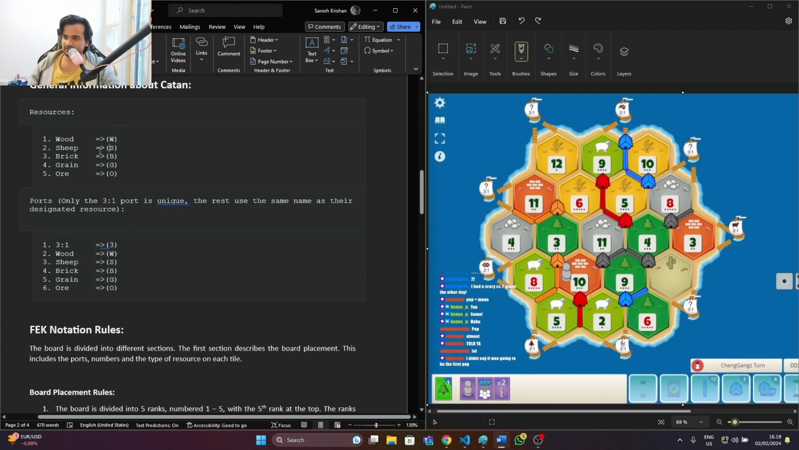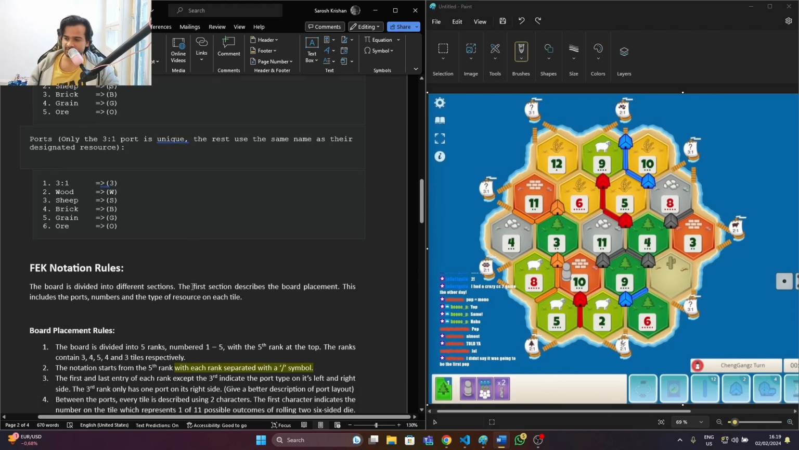So for wood, W, sheep, S, brick, B, grain, G. Grain is wheat, but that's the official name. Ore is O. 3:1 ports are just a 3, and the rest are wood, sheep, brick, grain, or ore, the same.